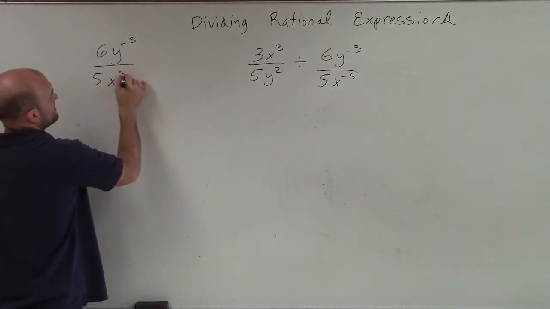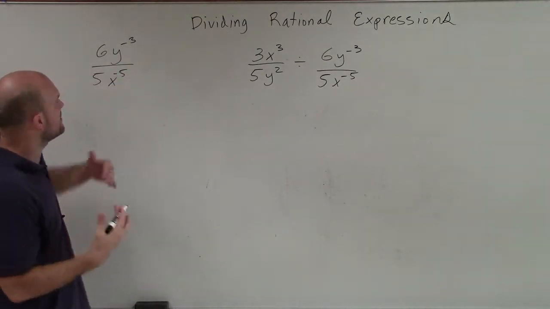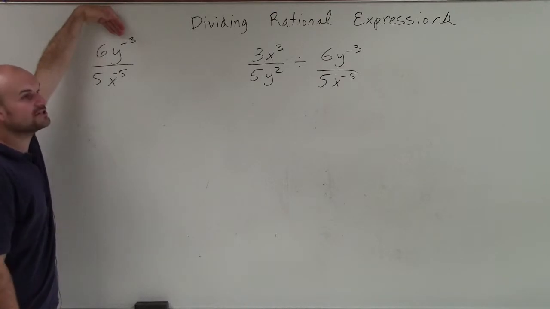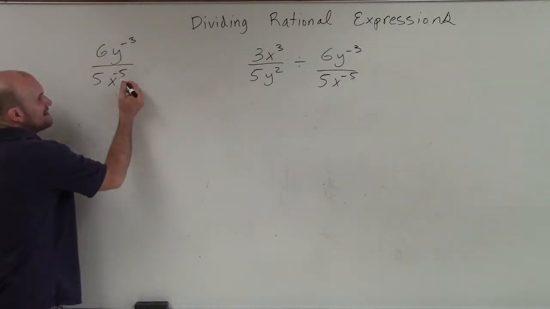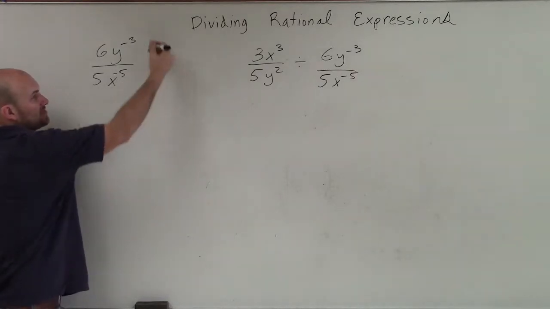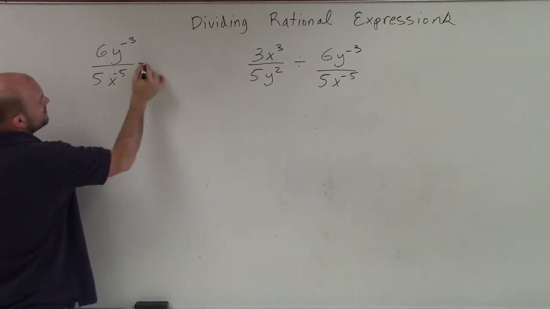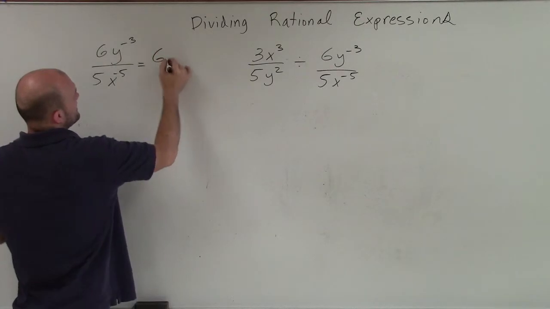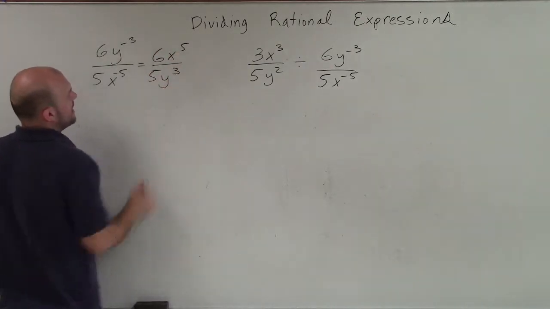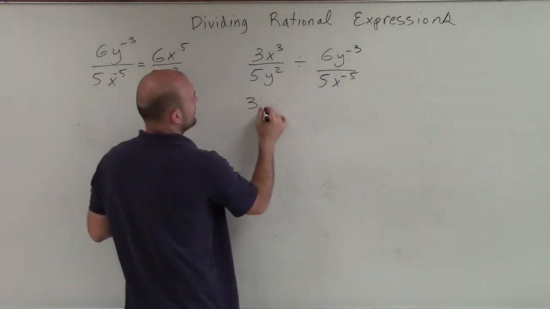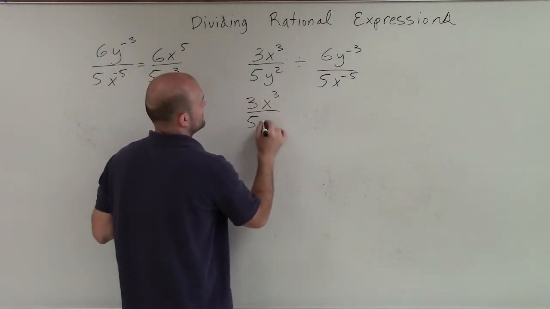So how do I eliminate negative exponents? Remember, when we have a negative exponent in our numerator, to make it positive, we just need to put it in our denominator. And when we have a negative exponent in our denominator, to make it positive, we put it in our numerator. So the simplified version of this is going to be 6x to the fifth over 5y to the positive third. I'm just going to rewrite the problem now with positive exponents.